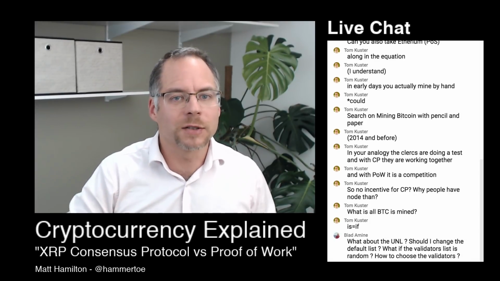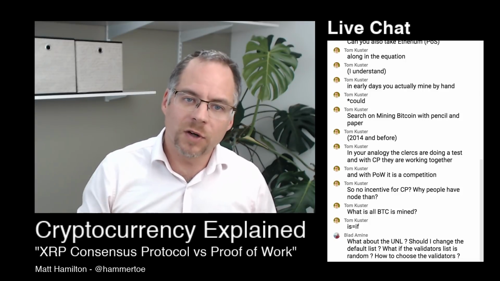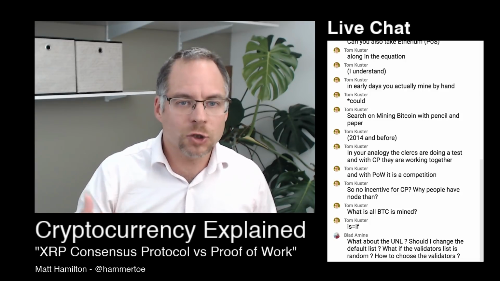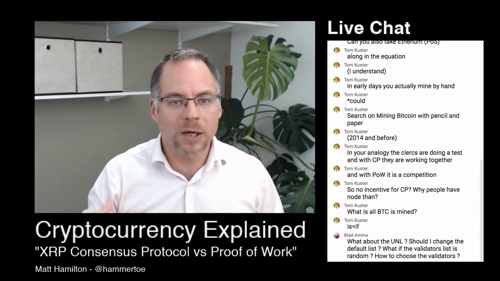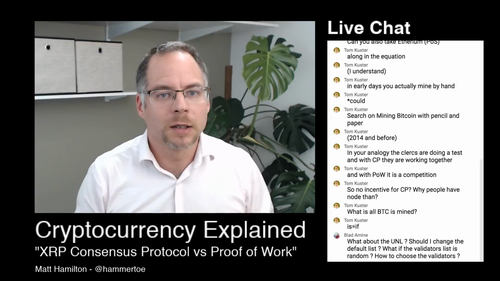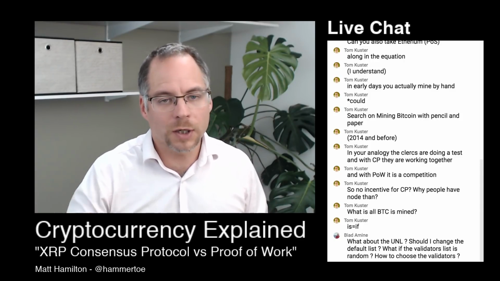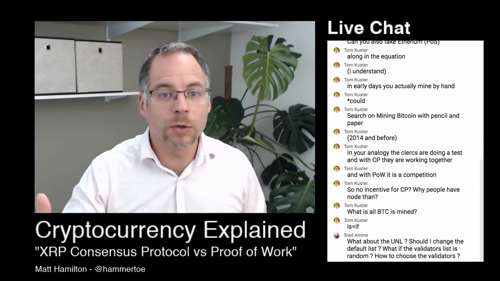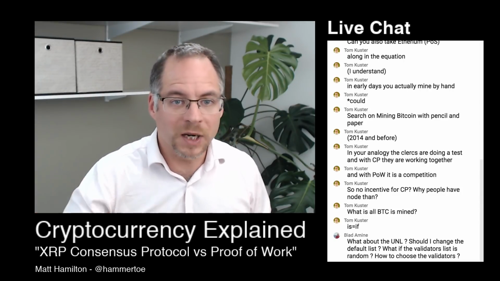XRP, on the other hand, doesn't have this mining thing. There's no incentives, but on the converse of that, there's no way to distribute the currency. So with Bitcoin, the Bitcoin is distributed by mining. So the Bitcoin that is not yet in circulation will appear in circulation in proportion to those that are mining it. So those that are doing the most mining will get the most Bitcoin.